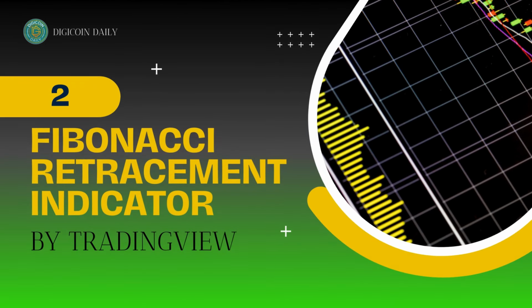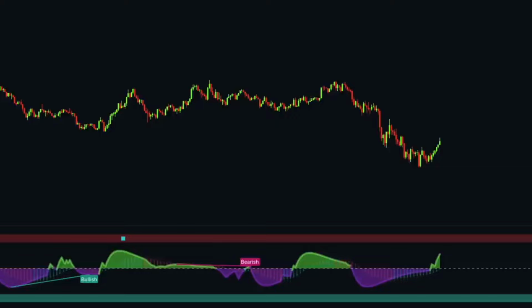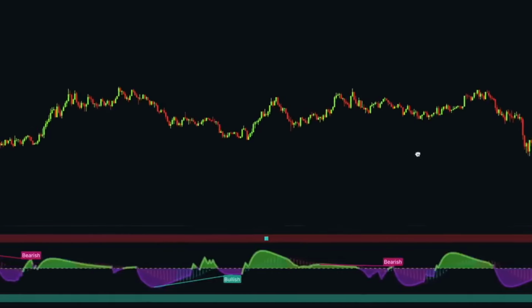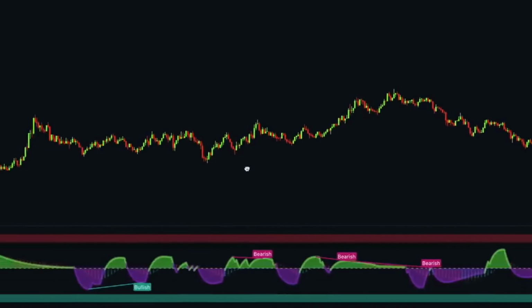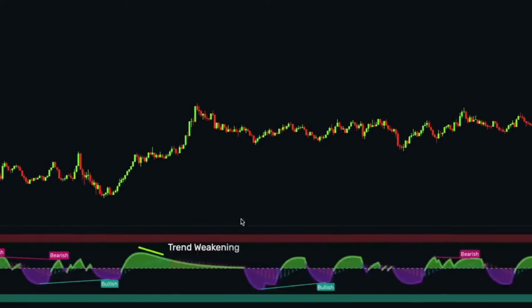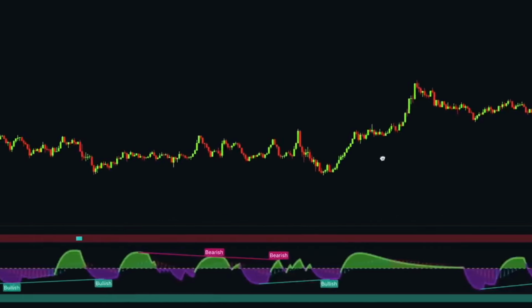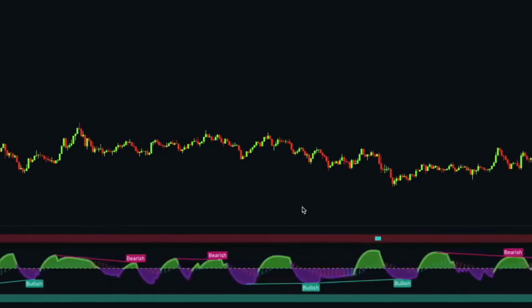The second indicator on my list is the Fibonacci Retracement Indicator by TradingView. This tool is used to identify potential support and resistance levels based on the Fibonacci sequence. The indicator plots horizontal lines at key Fibonacci levels on the price chart, helping traders identify potential reversal points. The Fibonacci Retracement Indicator is popular among traders for its ability to predict potential price movements and identify key levels where the market is likely to reverse or continue its trend.